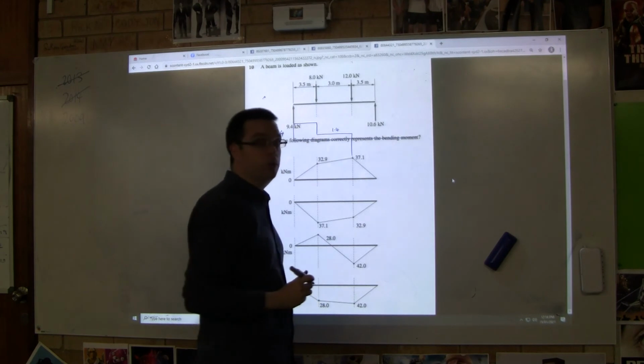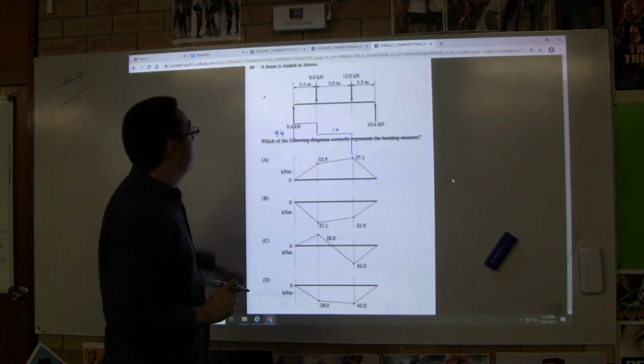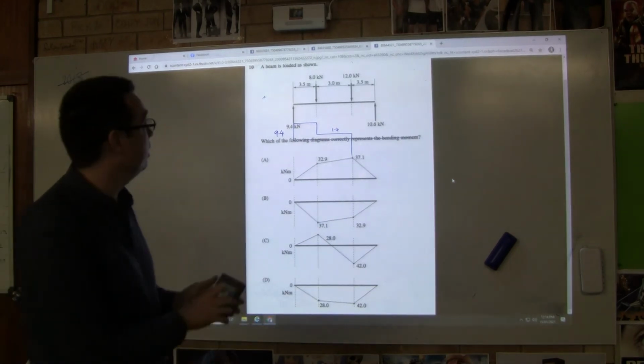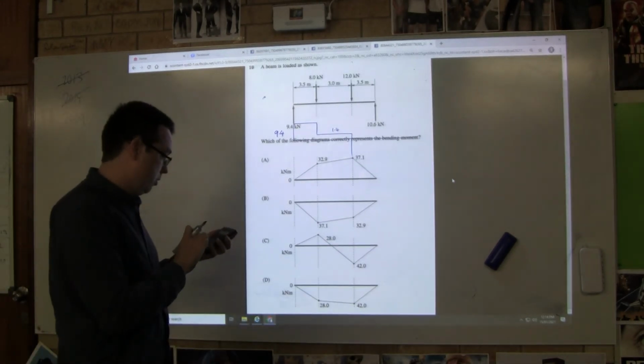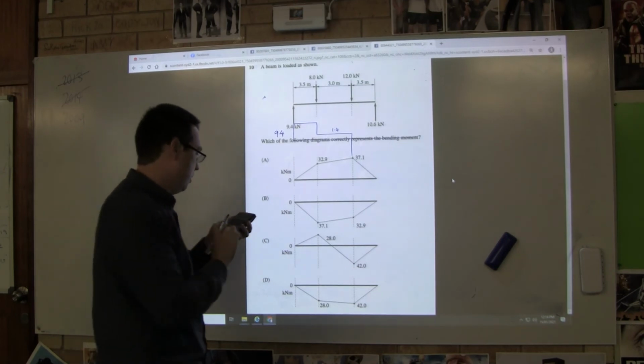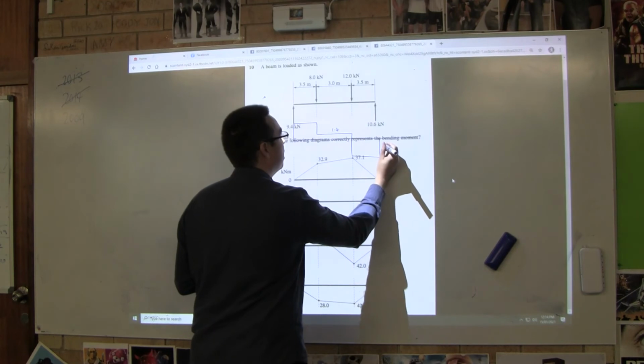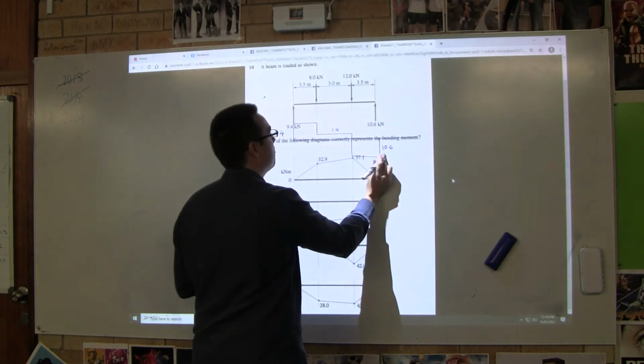How far down did it go? 9.4 minus 8 is 1.4. Yeah, and then 12 minus 1.4, it went down 10.6. And of course it had to be 10.6, because otherwise it wouldn't balance.